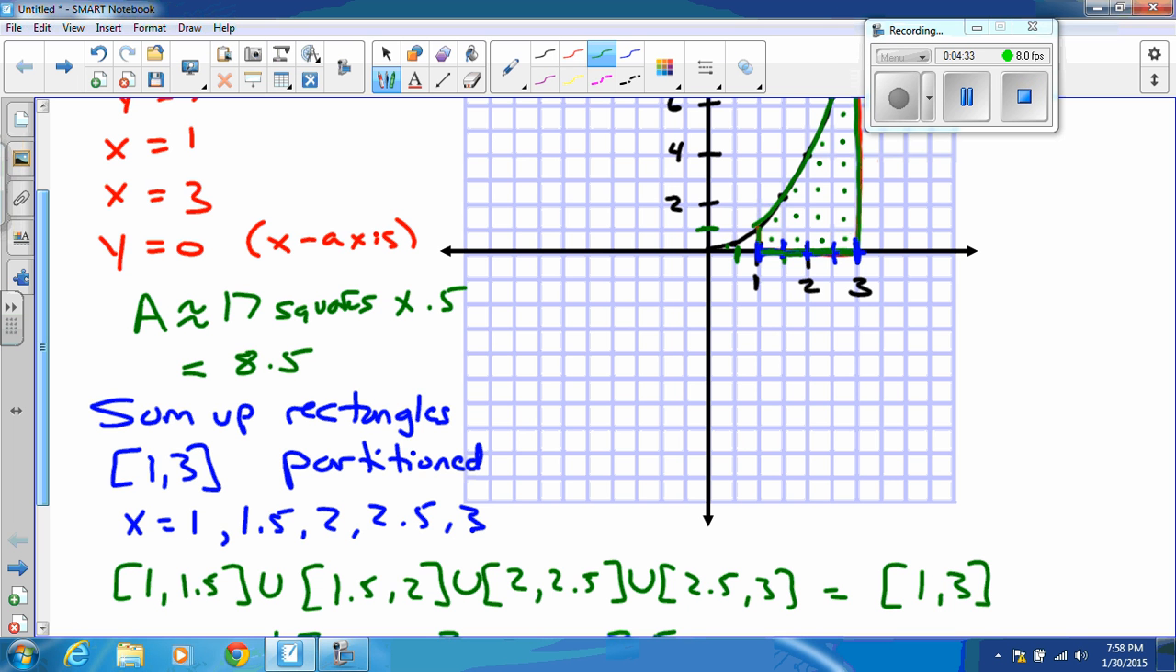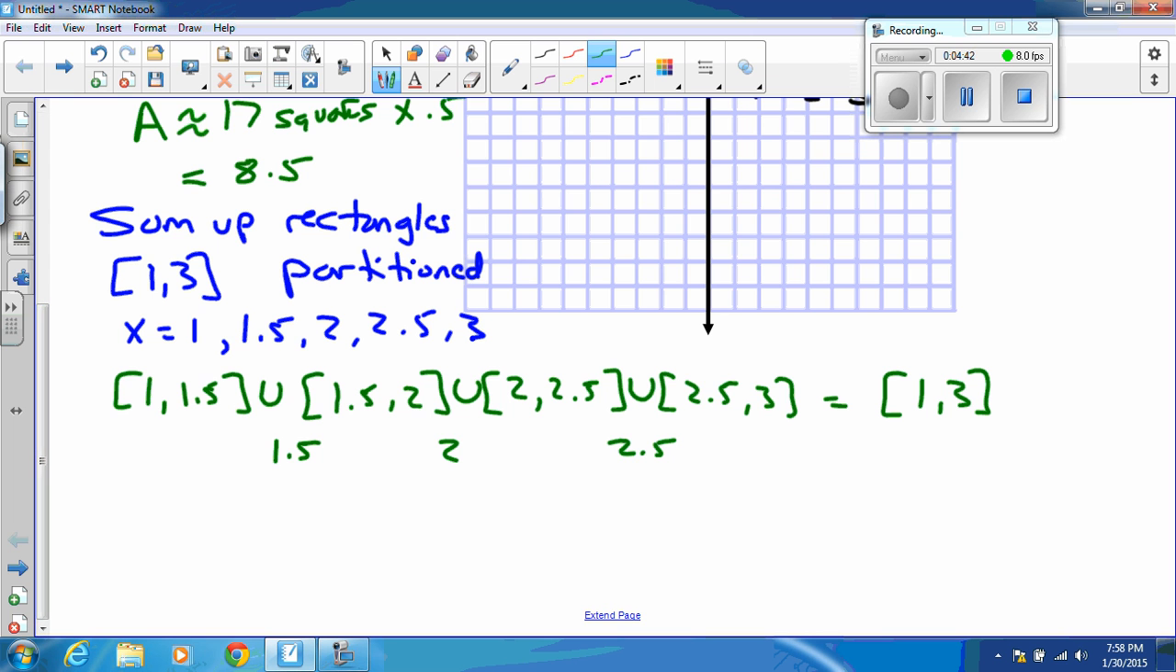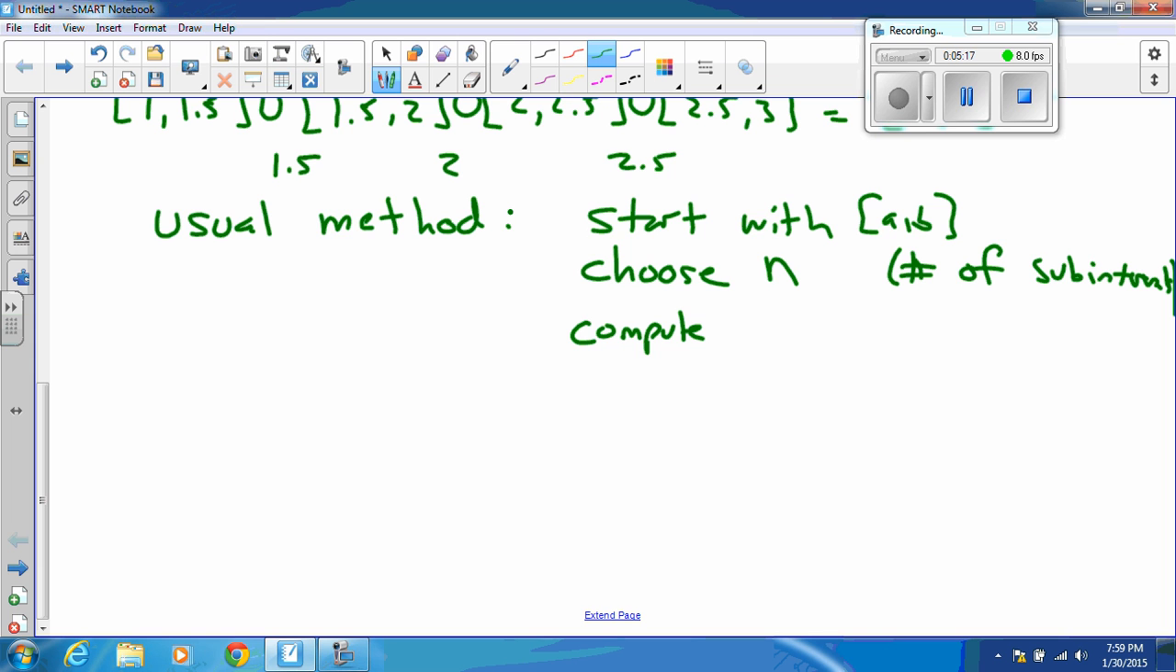Now, we worked pretty hard to get this partition and to write it out, but in practice, it's fairly easy to do. We start with our interval, and then we decide how many subintervals we want. In our case, we had 4, n equals 4. And then that allows us to compute a width for each subinterval, and it's very easy. The width of the subinterval is going to be called delta x, and its size is the total length from a to b divided by the number of subintervals, b minus a over n.